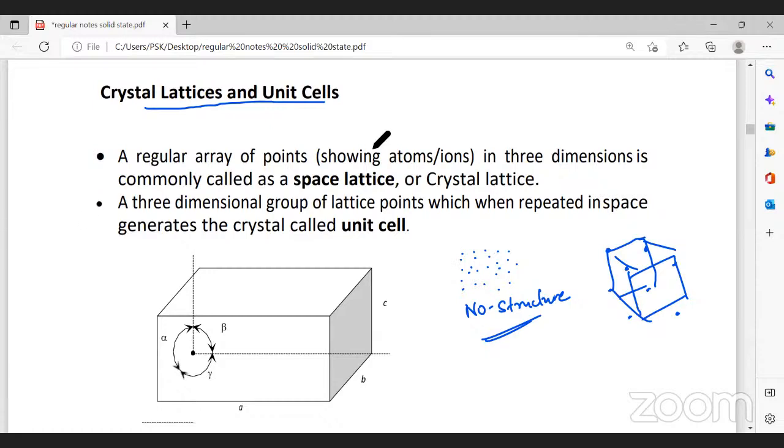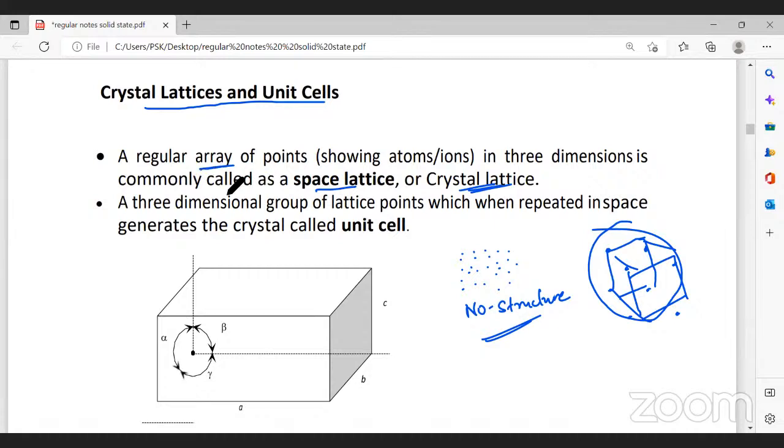So, the orderly arrangement of lattice points in 3 dimensions is called a space lattice, or a crystal lattice. You should know what a space lattice or crystal lattice is. It is a regular array. Array means orderly arrangement. So when you arrange the lattice points in order in 3 dimensions, it forms a space lattice or a crystal lattice. What we have drawn here is an example of a crystal lattice.